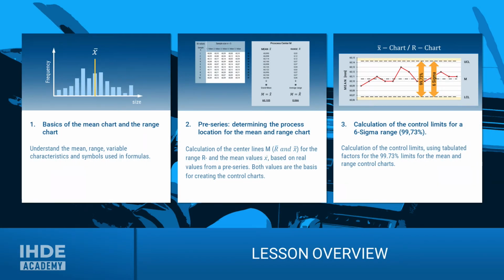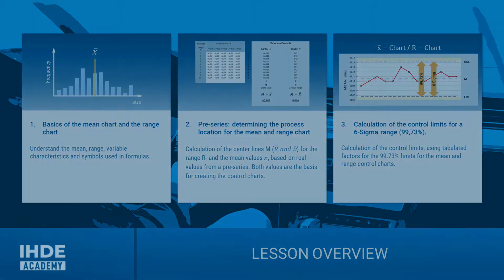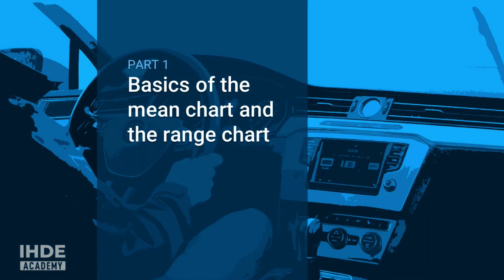This lesson is divided into 3 chapters. In the first chapter, we get an overview of the basics of the average chart and the range chart. In the second chapter, the process center lines of these 2 charts are determined based on a random sample, and in the last chapter, the control limits are then calculated. So, let's get started with a quick review of the basics of the average chart and the range chart.